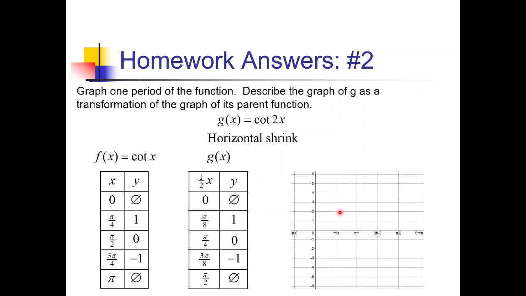So I have an asymptote at x equals 0 right here, and then we have pi over 8 comma 1, pi over 4 comma 0, 3 pi over 8 comma negative 1, and then another asymptote at pi over 2. Alright, so let's just follow those asymptotes and go through the points, and here is our cotan curve.